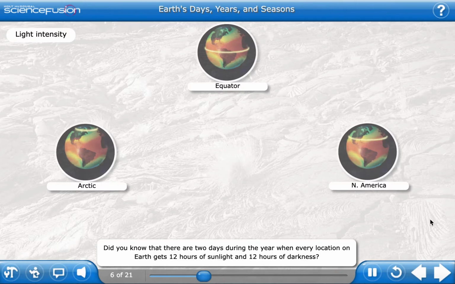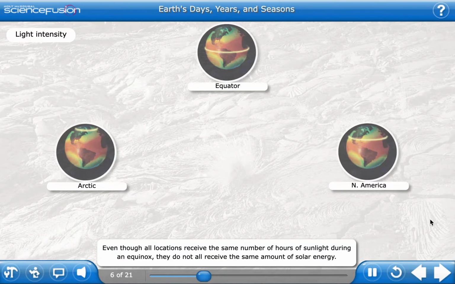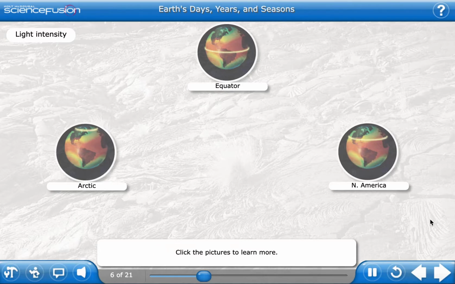Did you know that there are 2 days during the year when every location on Earth gets 12 hours of sunlight and 12 hours of darkness? These days are called equinoxes, and they mark the beginning of spring and fall. Even though all locations receive the same number of hours of sunlight during an equinox, they do not all receive the same amount of solar energy. Earth's curvature causes the intensity of sunlight to be different at different locations. Click the pictures to learn more.